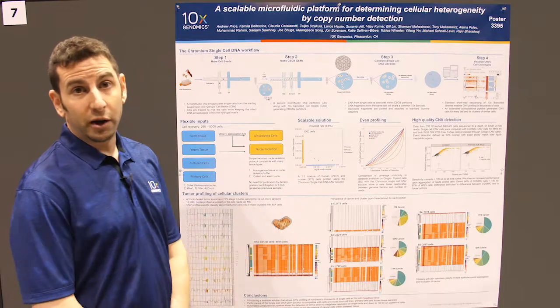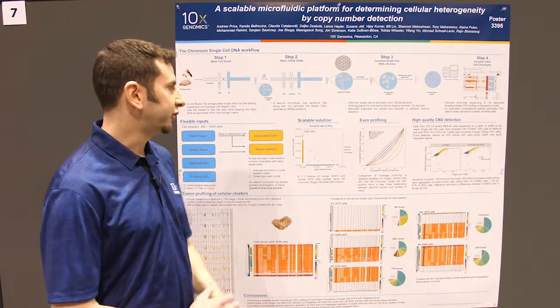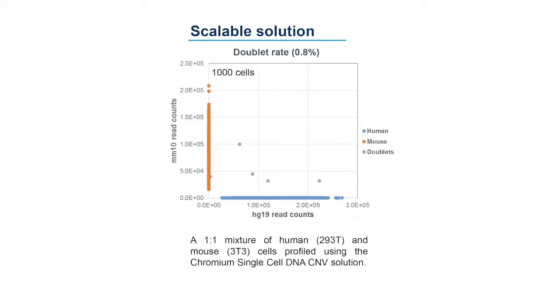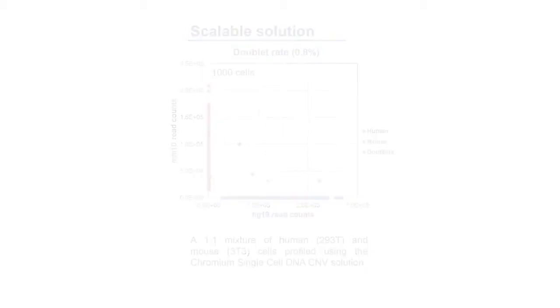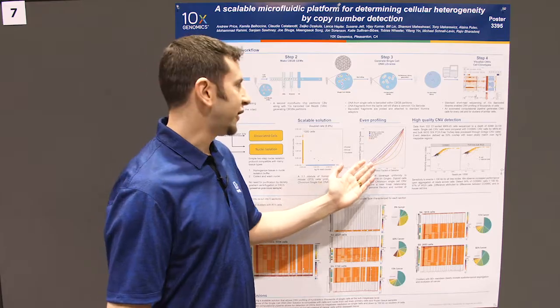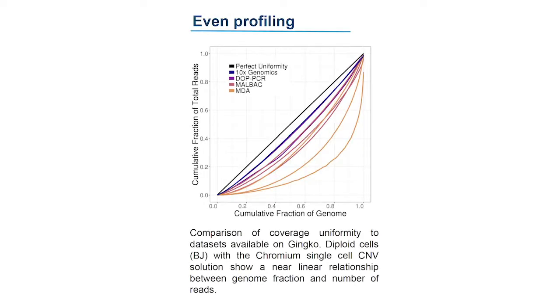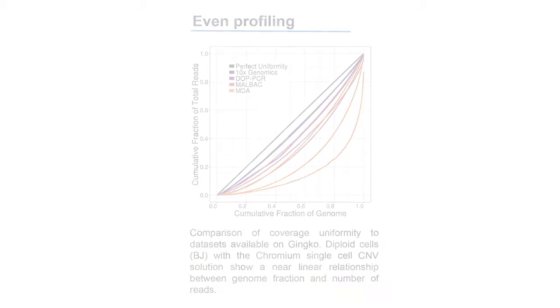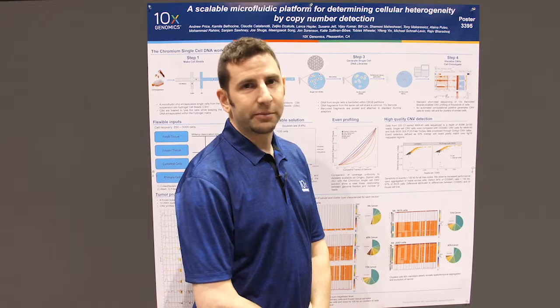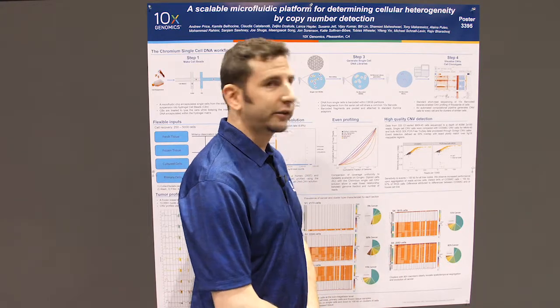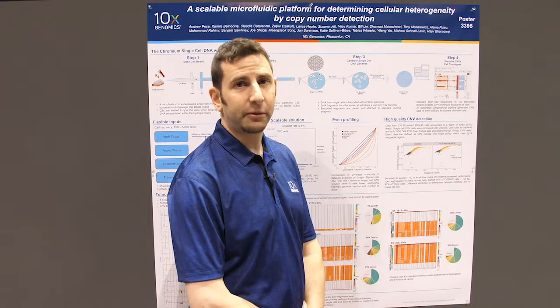It has a very low doublet rate, which is essentially following Poisson loading. So 1,000 cells generally has a doublet rate of under 2%. The chemistry allows us very even profiling, which allows us to call individual copy number variations with minimal waste in our sequencing.